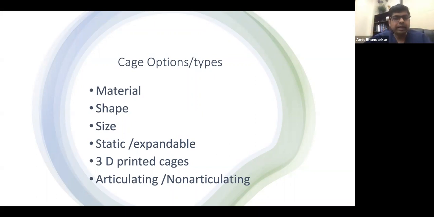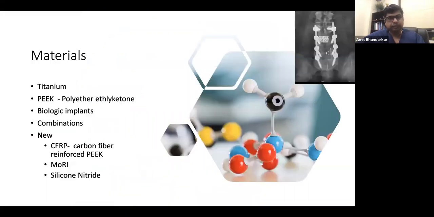There may be a titanium 3D printed cage, or a titanium articulating cage, or a titanium expandable articulating cage. So a lot of permutations and combinations of these characteristics will give us a lot of cages. But let's see the relative advantages and disadvantages of different types of cages pertaining to these particular characteristics.